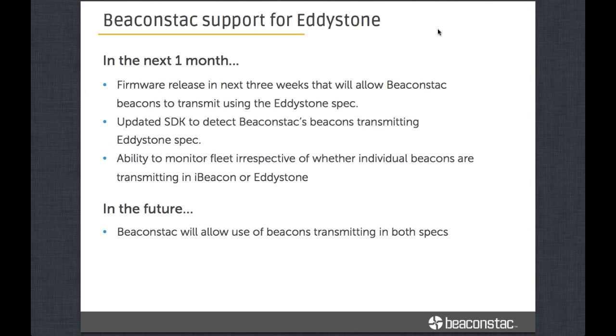Period. This basically means that the Beacon Stack platform will have some way of working with all your beacons in your fleet, irrespective of whether they are transmitting in iBeacon format or the Eddystone format. Excellent. And I guess by extension, the rest of our platform, including the content management pieces and all the rules and actions and all of that stuff, eventually will just be completely agnostic.